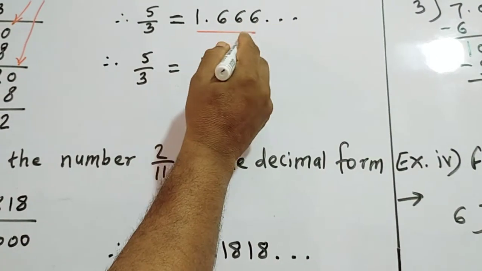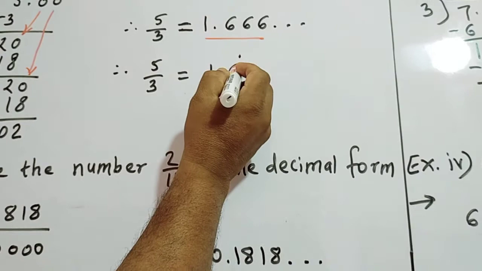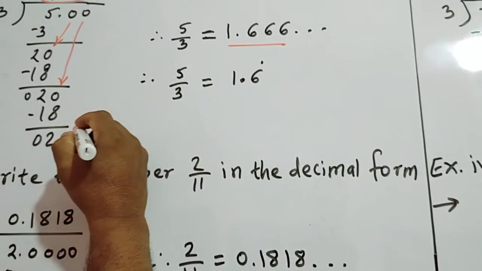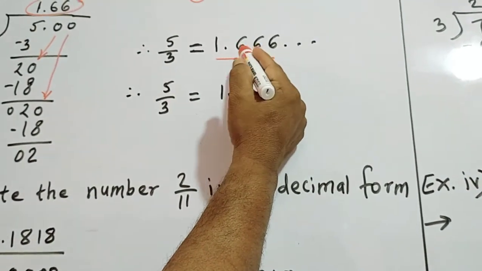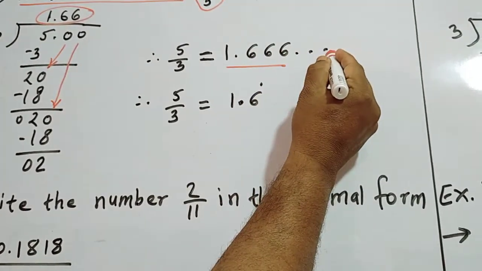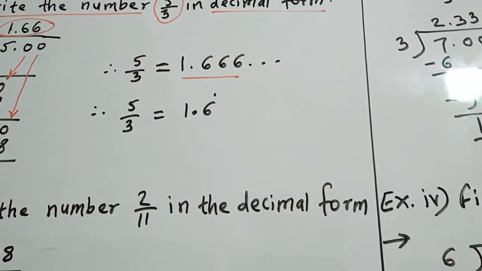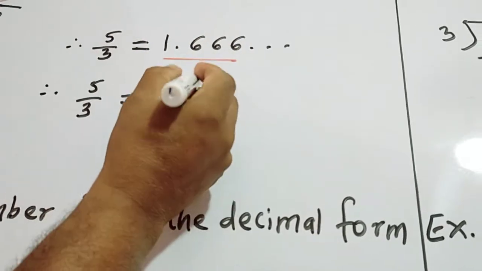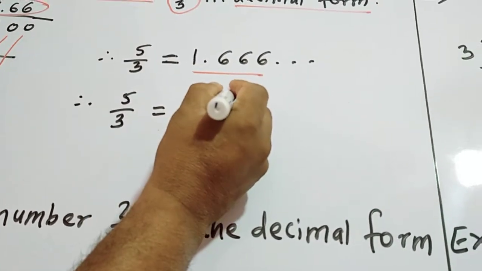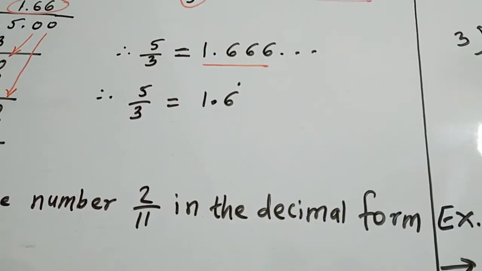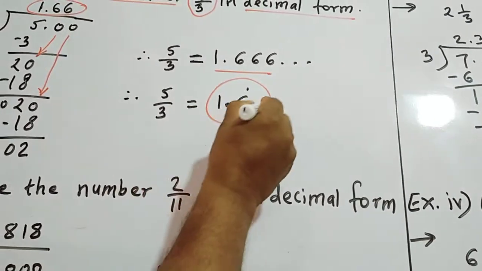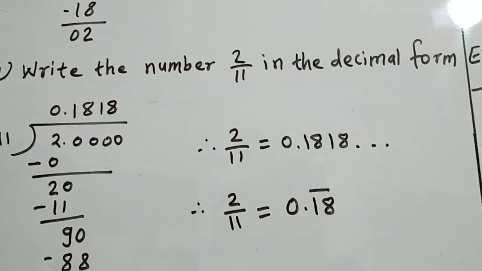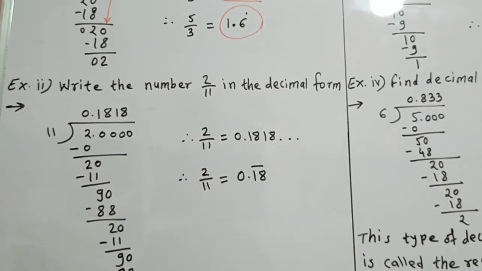Means 6 is repeating, and when the number is going to repeat, that time no need to write like this. But when remainder is not coming 0, that time how to write quotient? 1.666 dot dot dot. Dot dot means what? It is continuing. And how to write this number in short? The number which is repeating, put dot on that number, and the remaining numbers no need to write. So the answer is 1.6 dot. The meaning of dot is 6 is recurring or repeating.